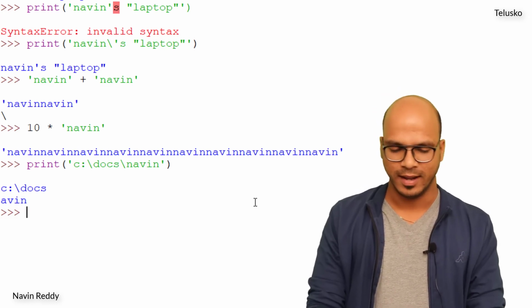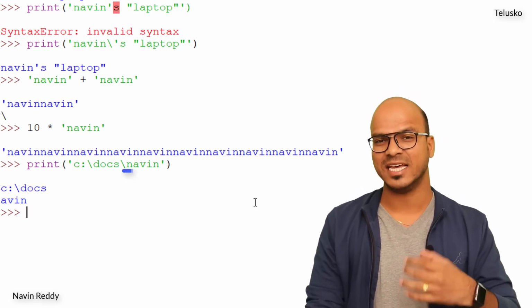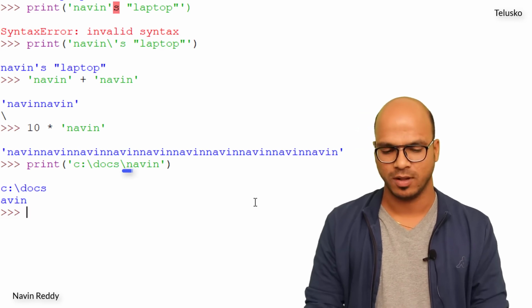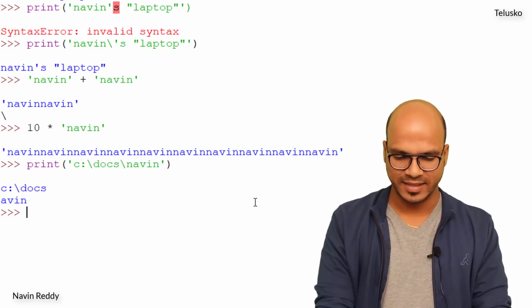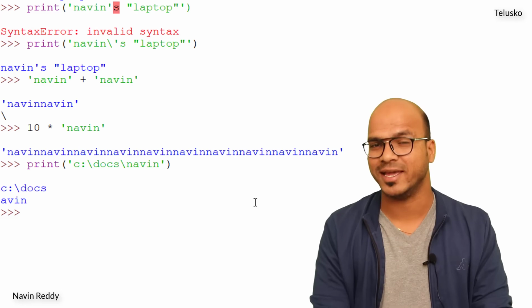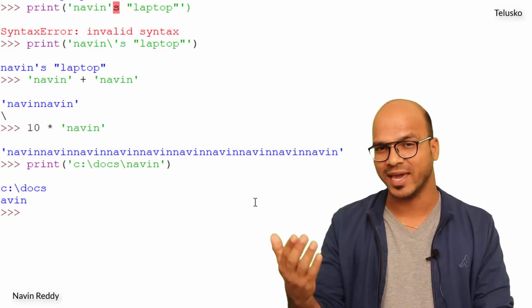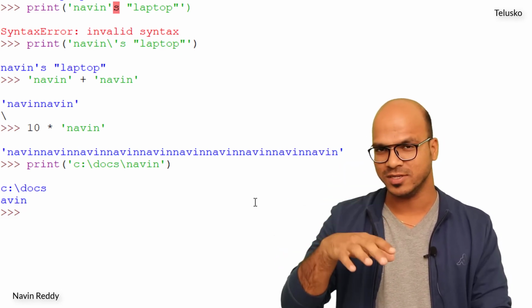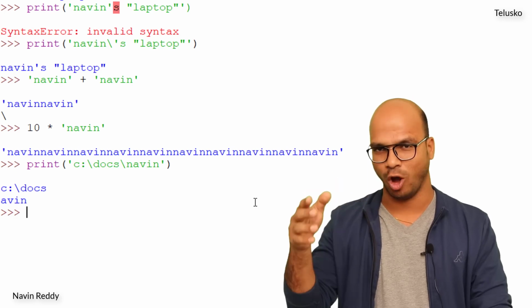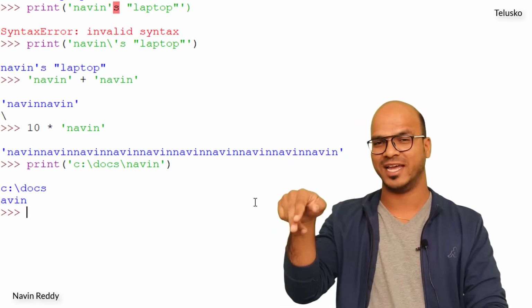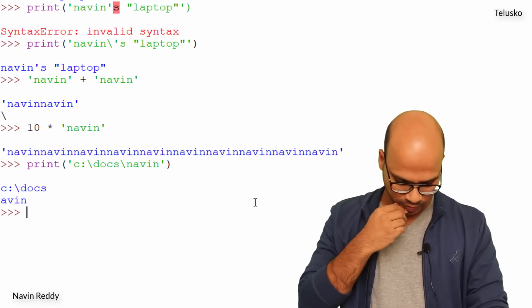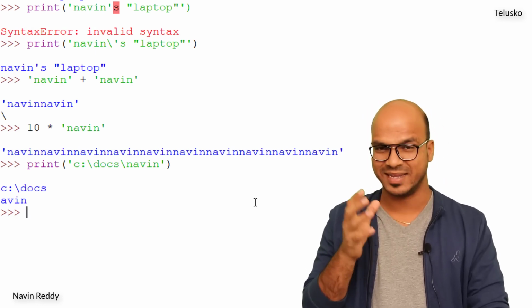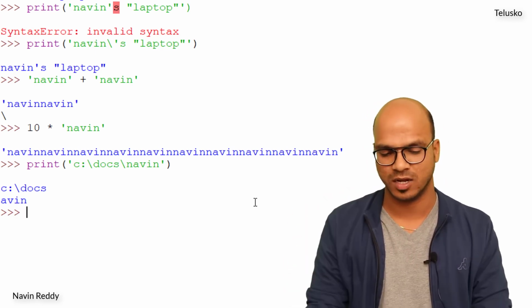What's wrong? Now /n has a special meaning in Python. What is that special meaning? It means new line. So /n means new line. And that's what is happening here. It is printing C:/docs, and then it comes to a new line because of /n. It is saying Avin. Okay, what I want to do is I want to print it as it is. How do I do that?